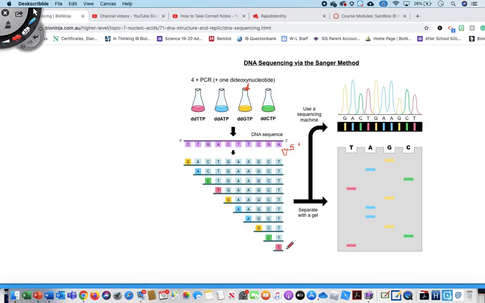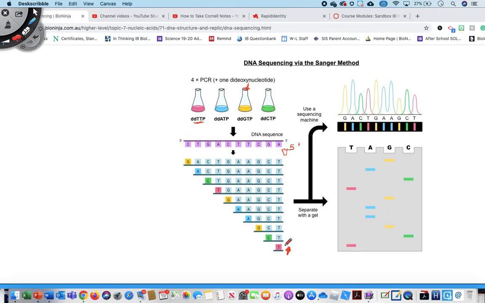So I'm actually going to start right here by adding the ddTTP mix first, okay? I'm still starting in the 5' direction. So anytime the ddTTP mix finds an A, it's going to stop, right? Because it's not going to continue elongating the DNA strand.